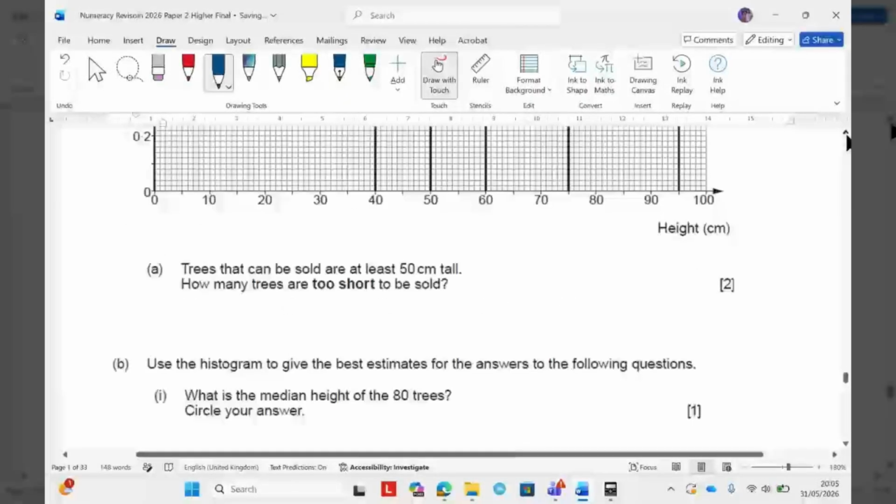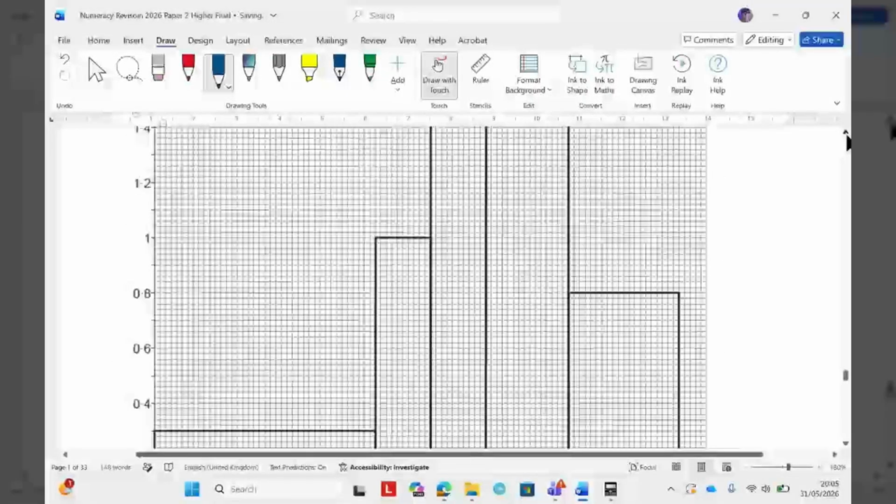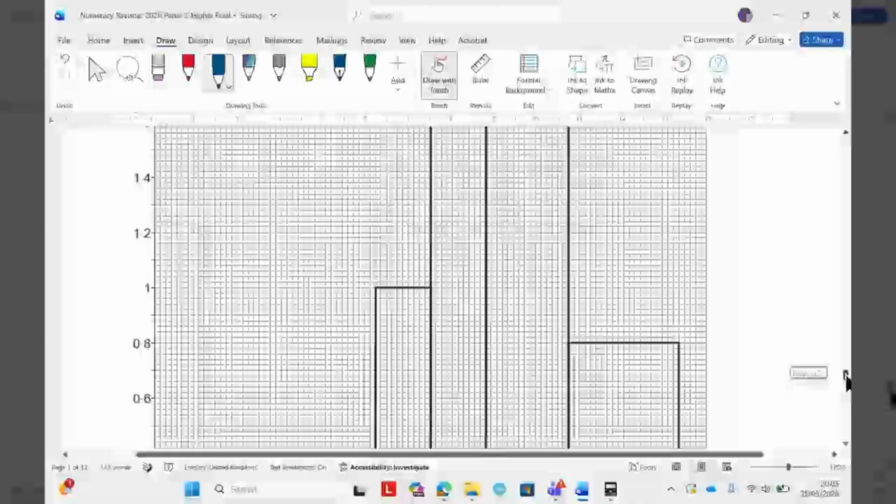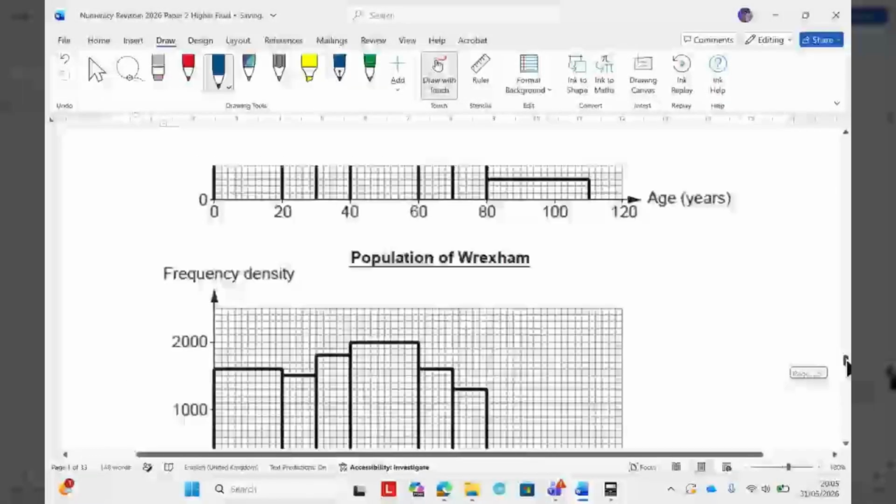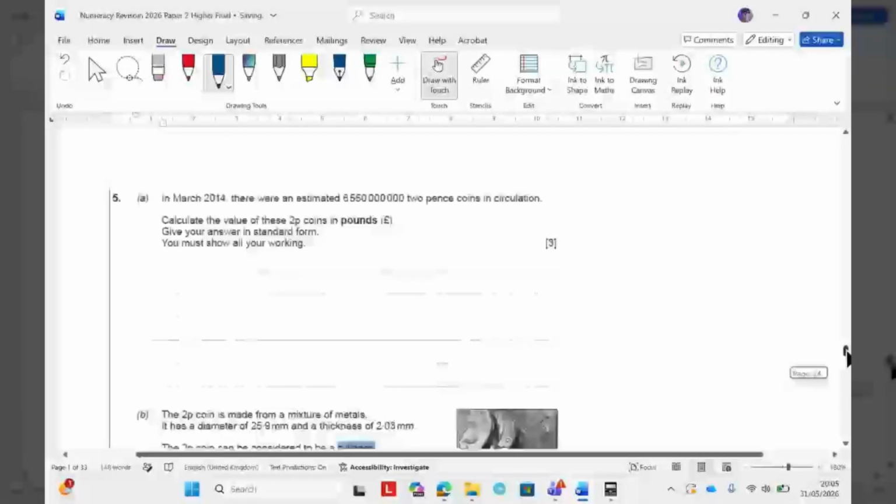Let's find where I was. Sorry, everybody. Can't be that far back, is it?